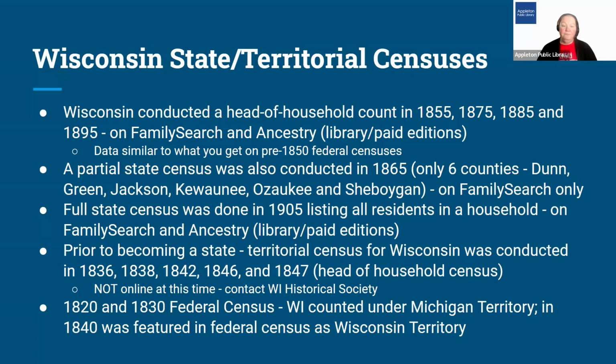And then in the 1820 and 1830 federal census, keep in mind this is before Wisconsin became a state, so they are actually counted under the Michigan Territory. And then in 1840, they are featured in the federal census under Wisconsin Territory before it again became a state in 1848. But in 1850, in the federal census, of course, it would be listed under Wisconsin when it's officially a state.